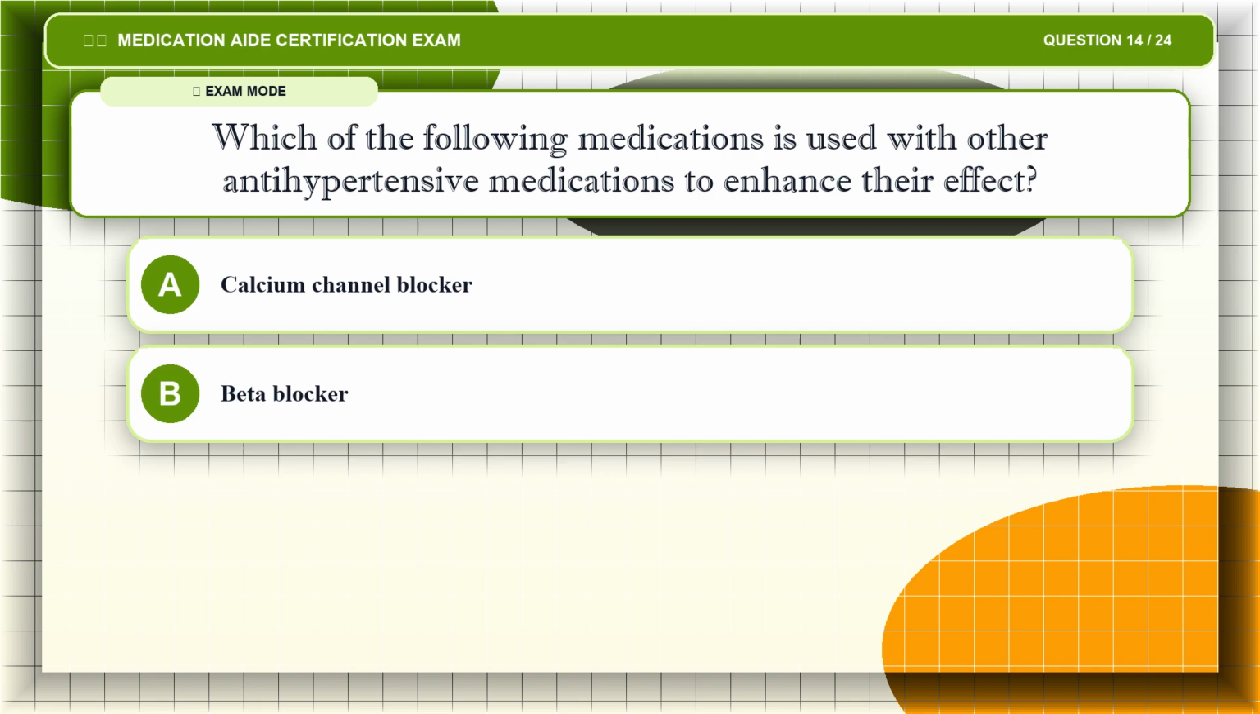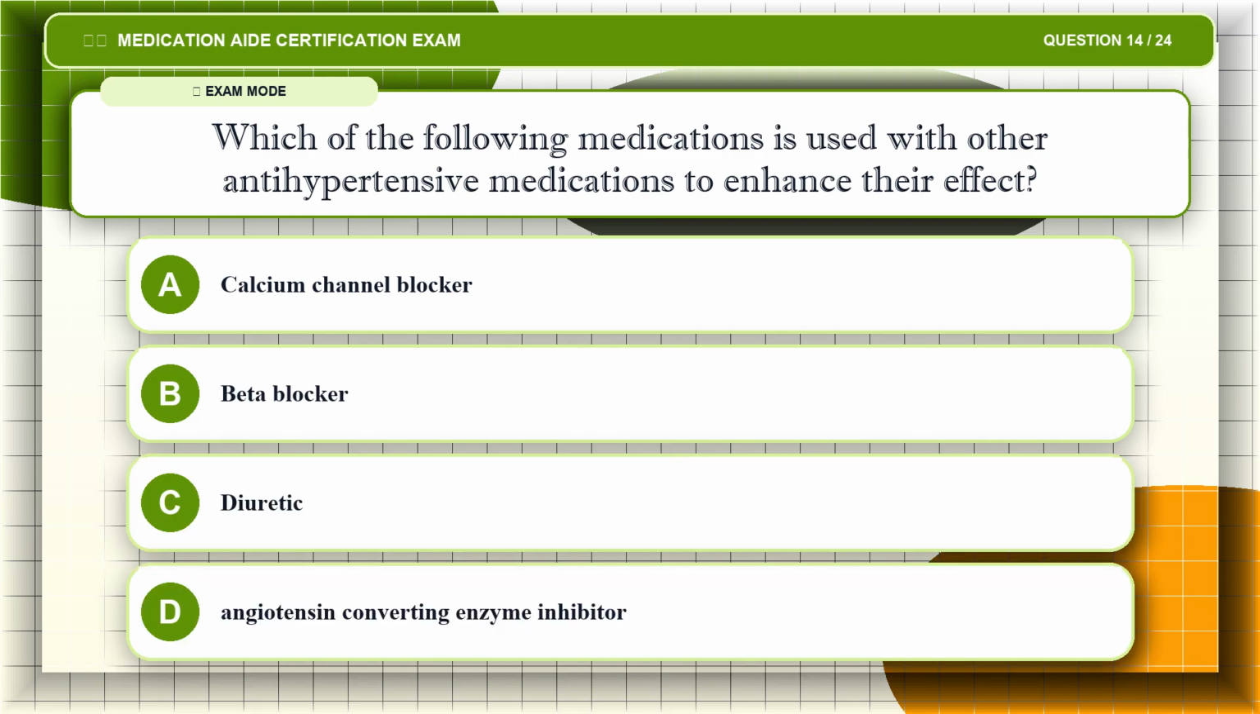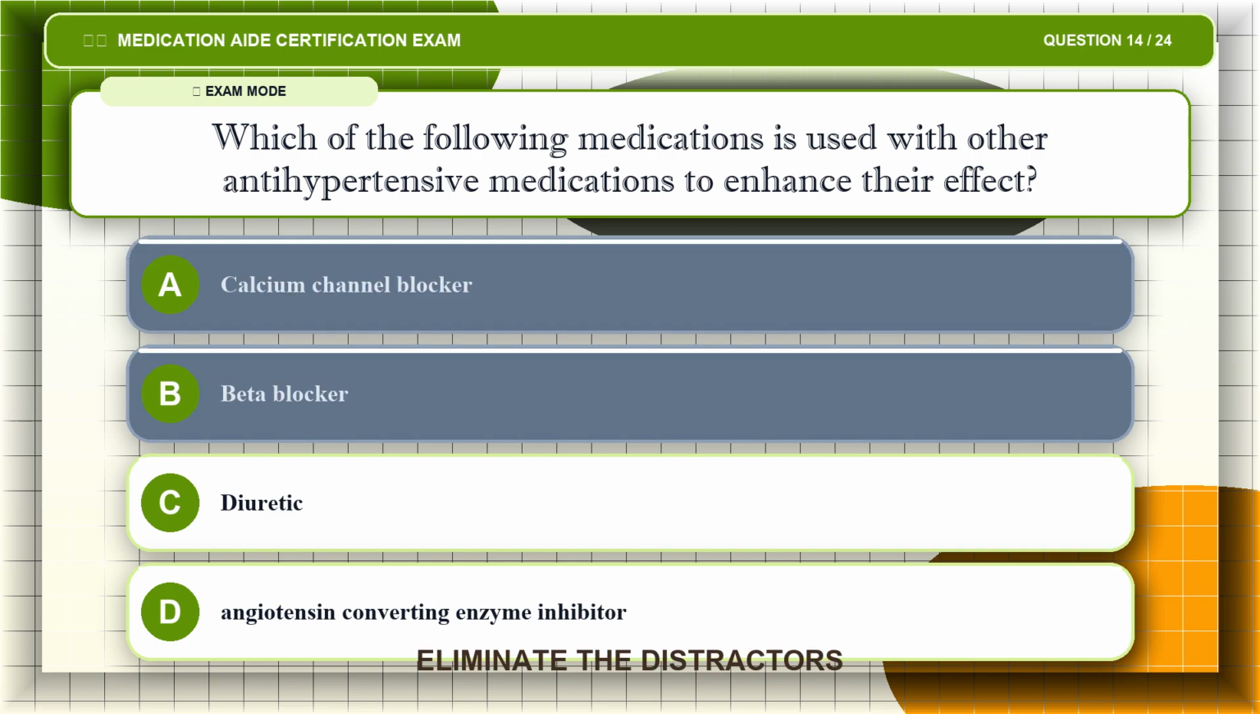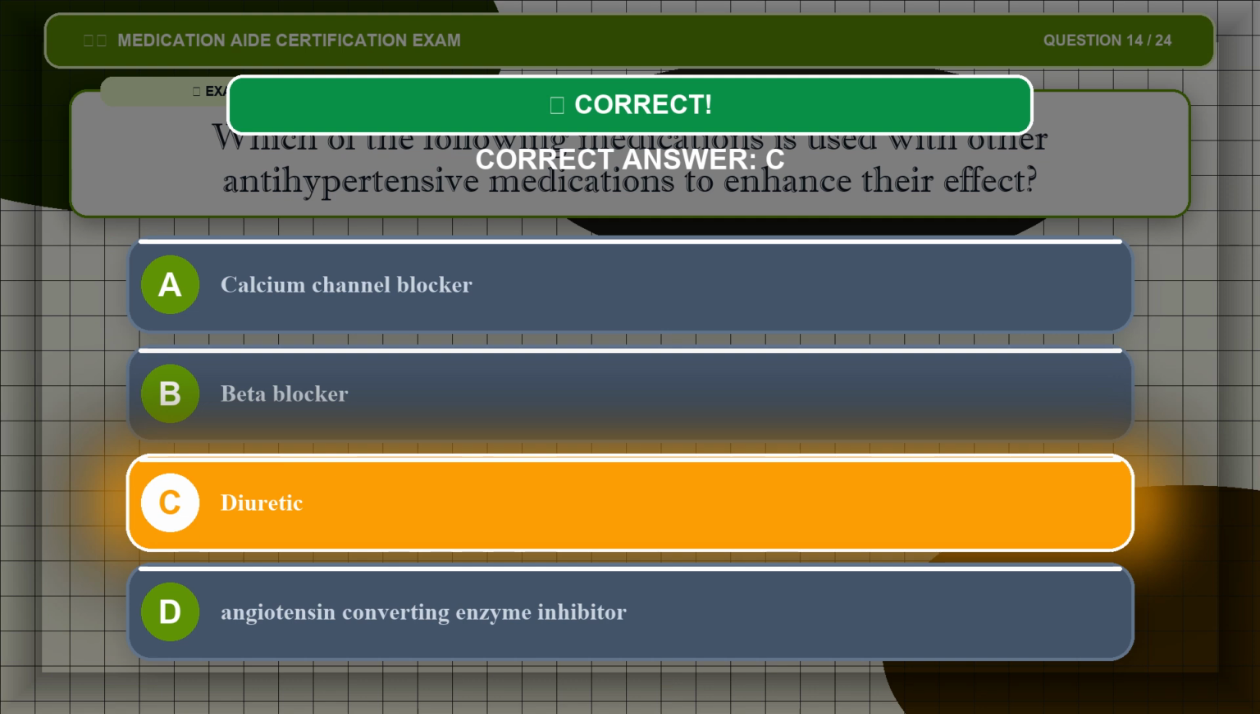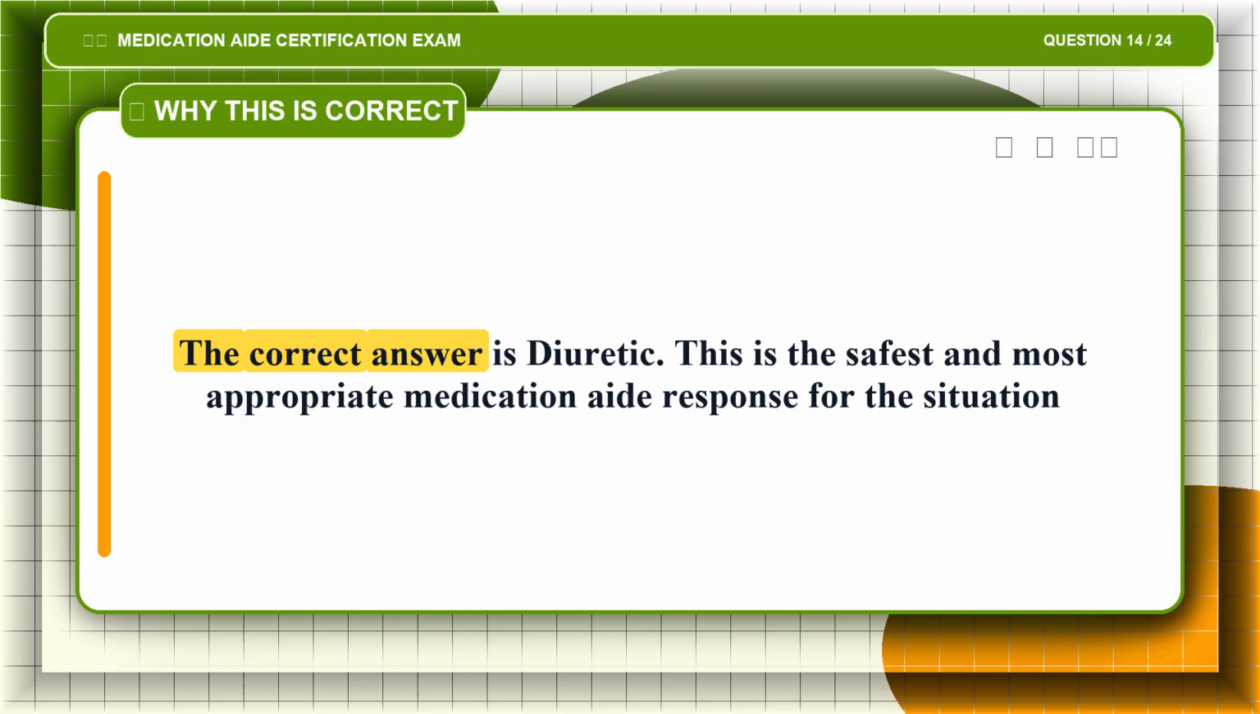Question 14. Which of the following medications is used with other antihypertensive medications to enhance their effect? Option A, calcium channel blocker. Option B, beta blocker. Option C, diuretic. Option D, angiotensin converting enzyme inhibitor. The correct answer is option C, diuretic. This is the safest and most appropriate medication aid response for the situation.